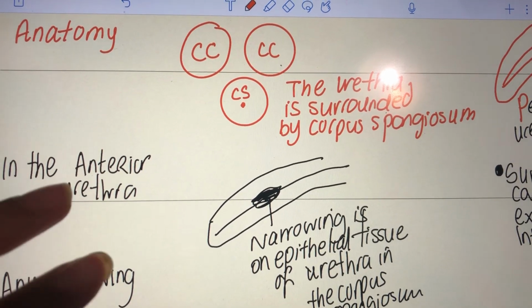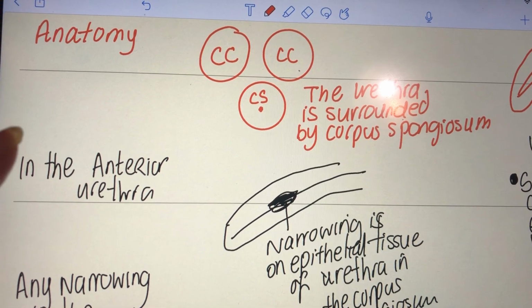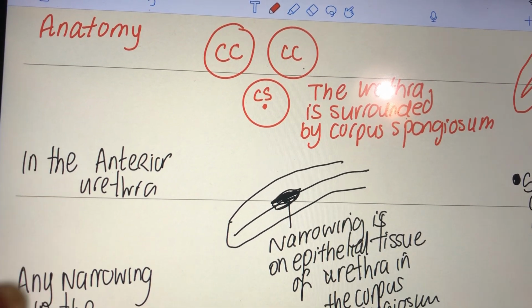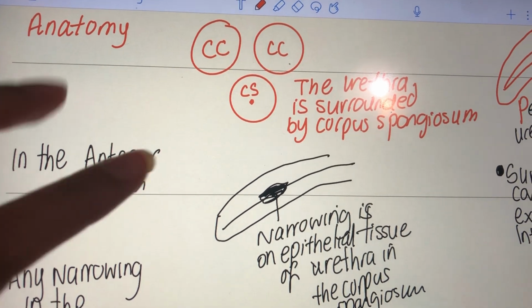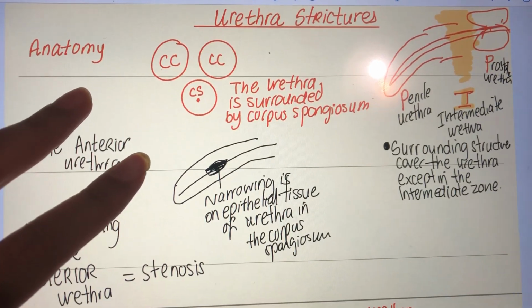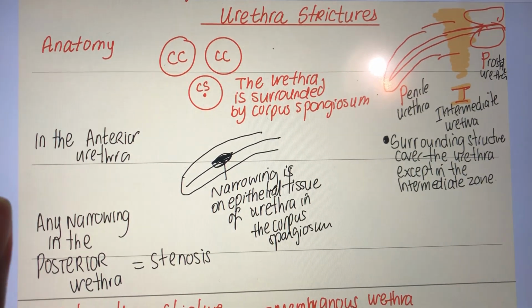Now you can find the urethra. The corpus cavernosa both surround the corpus spongiosum, and the corpus spongiosum is precisely where the urethra is. The corpus spongiosum is a spongy muscular tissue which surrounds the urethra.